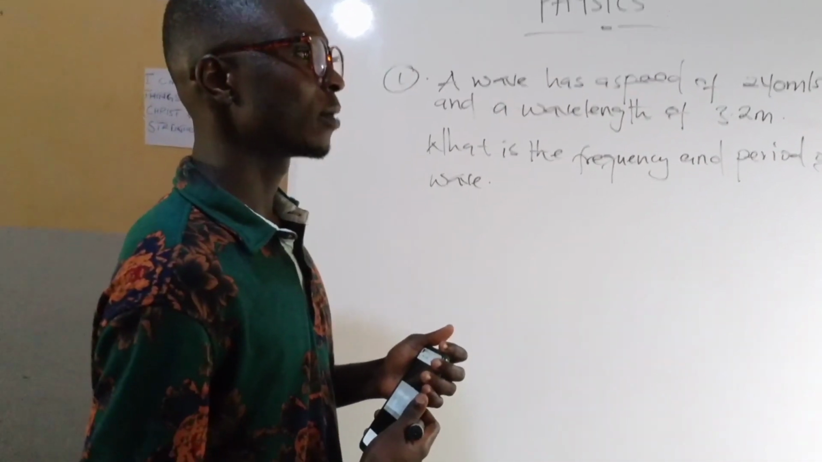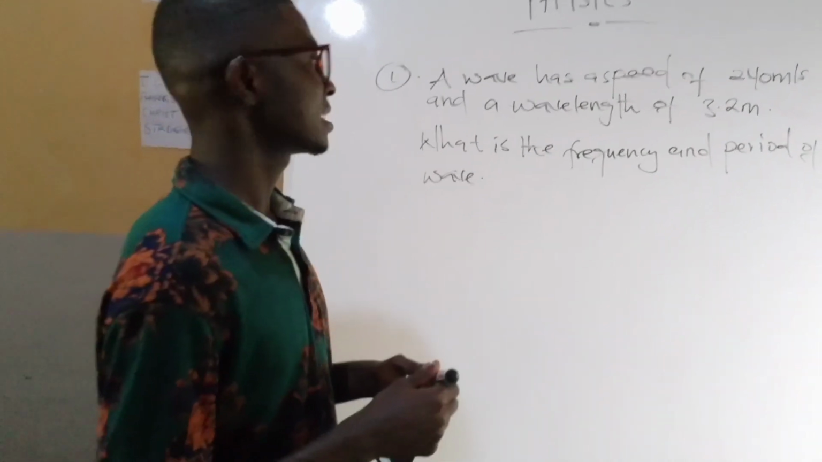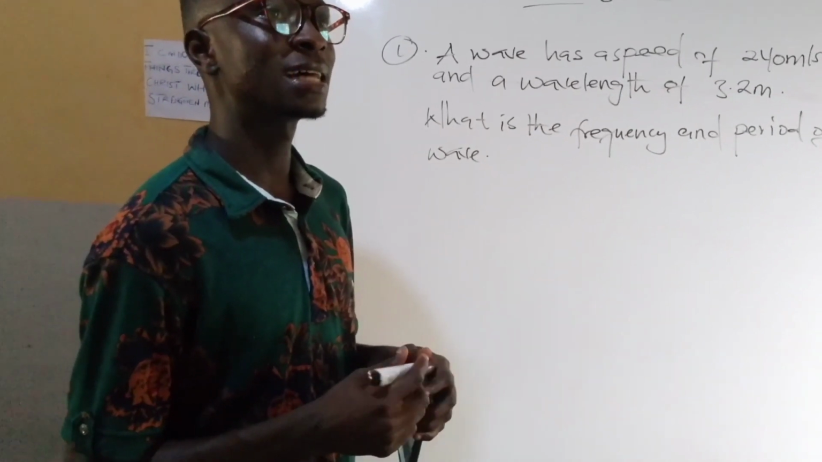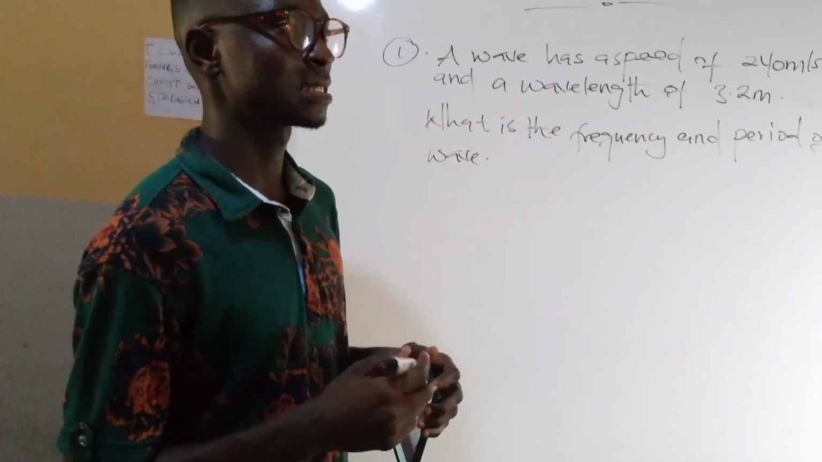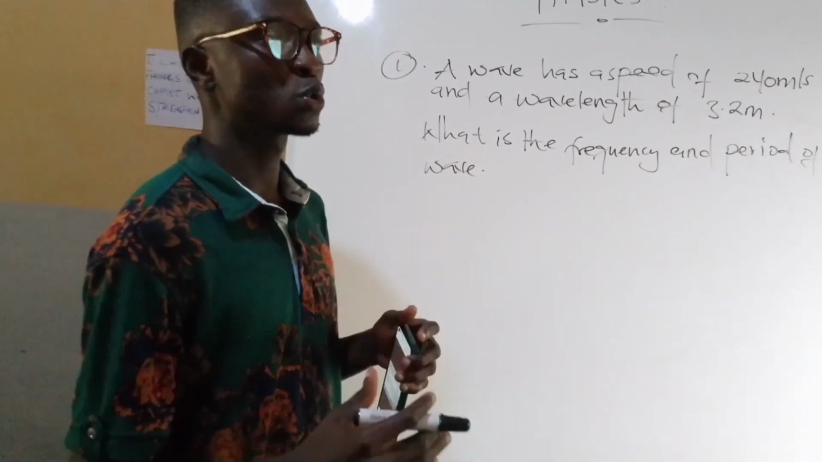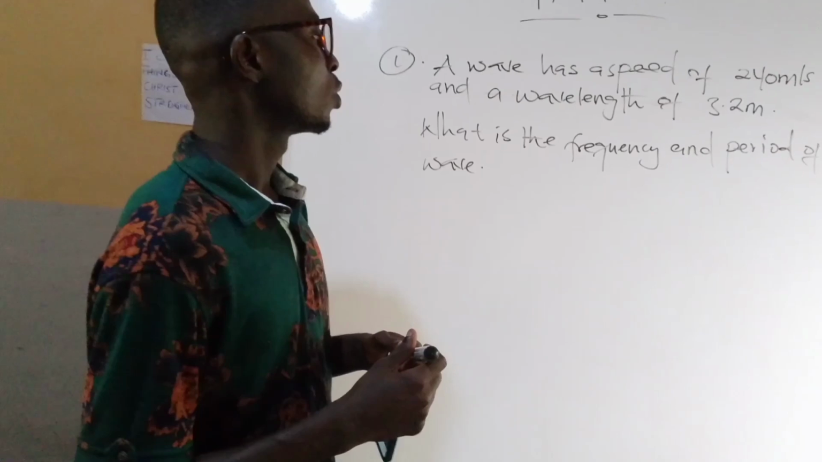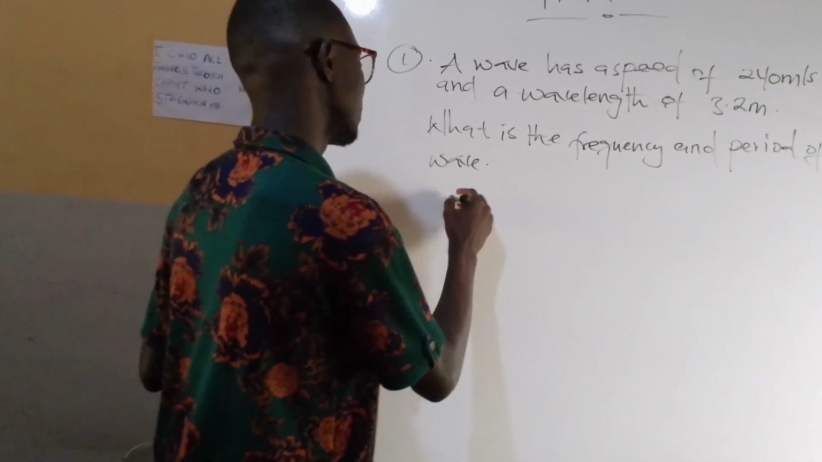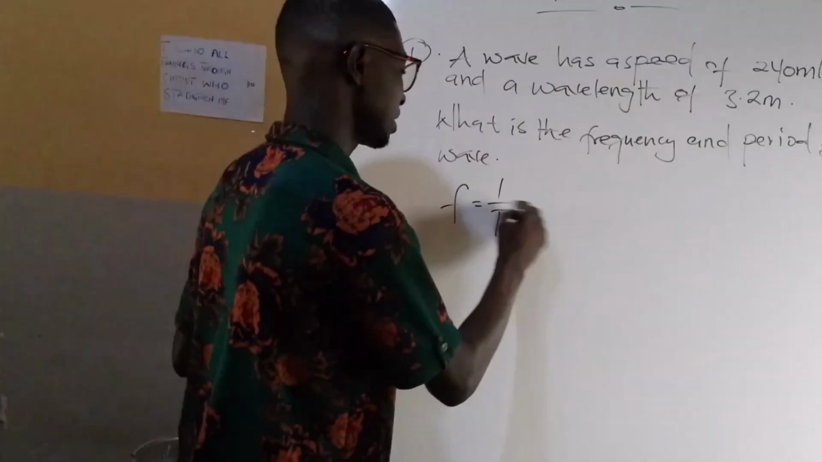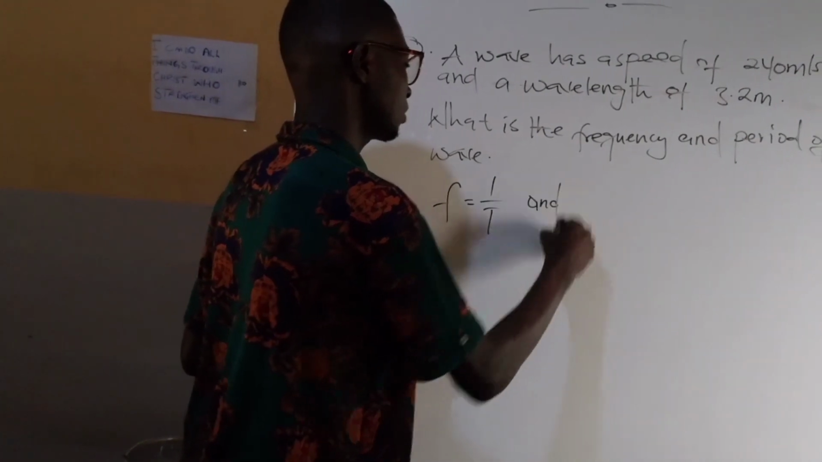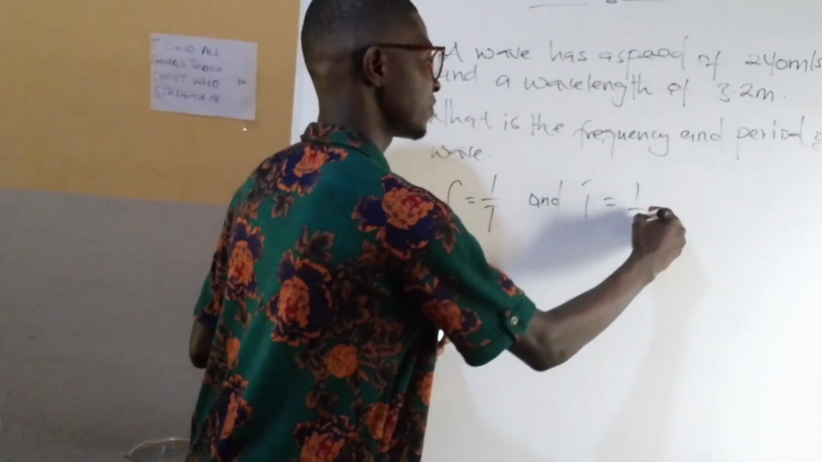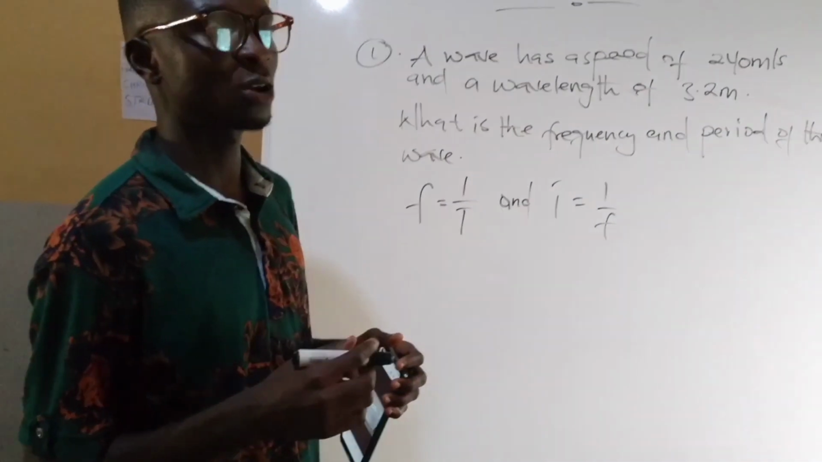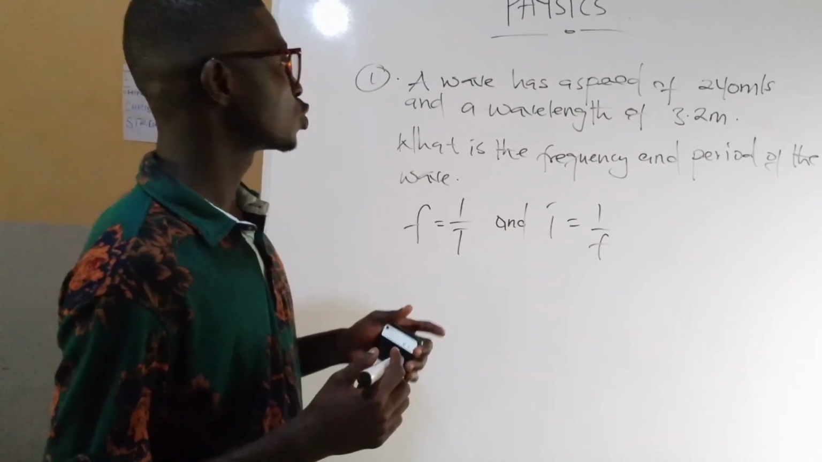the wave. Now, in our previous class, we said that frequency and period are inversely proportional to each other, meaning that if one increases, the other decreases. That's the relation we established between frequency and period. Now, let's look at the mathematical representation of it. We said that frequency is equal to 1 over period, and period is equal to 1 over frequency, right? So with this mathematical representation of the definition of period and frequency, we will be able to do this question.